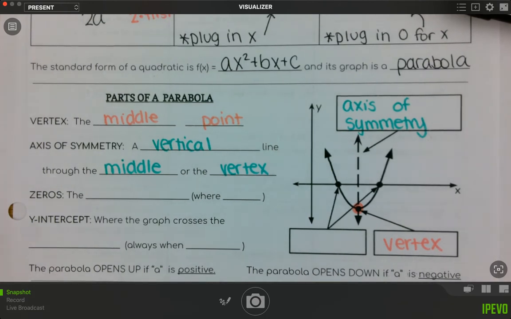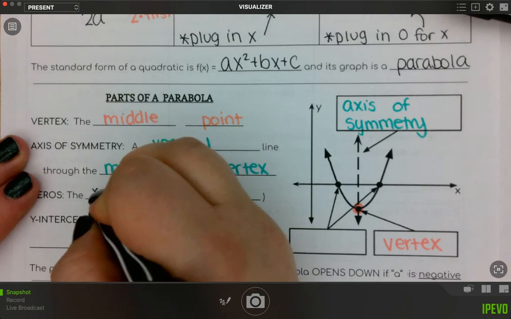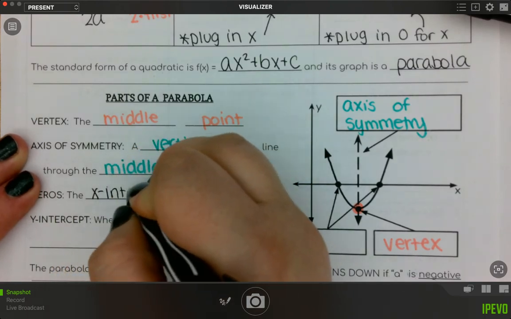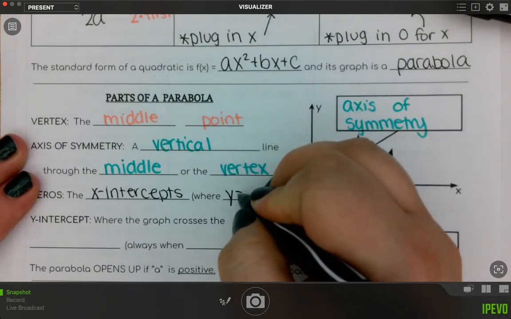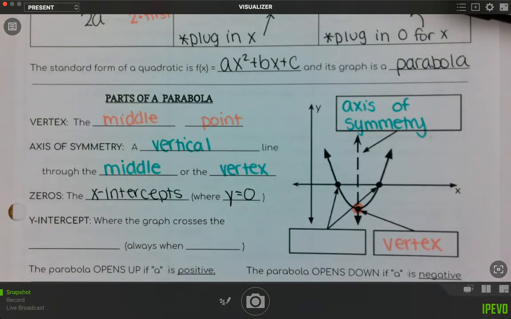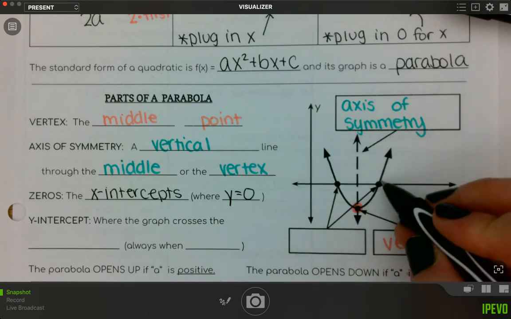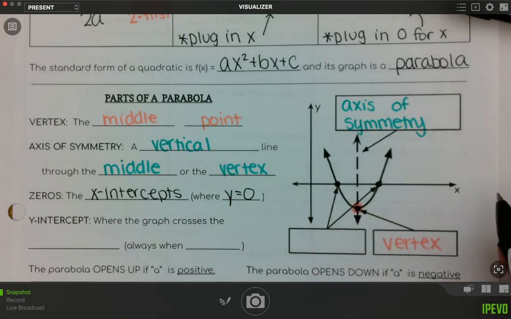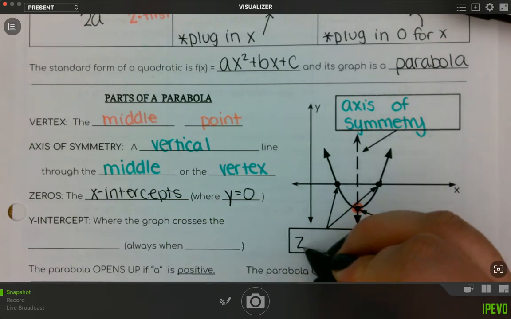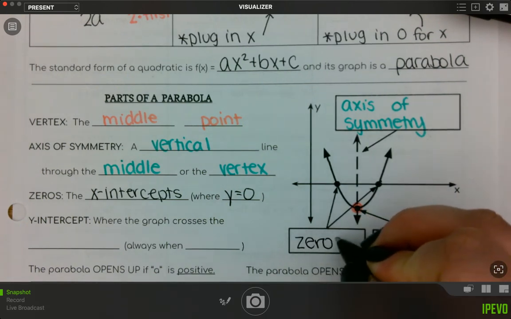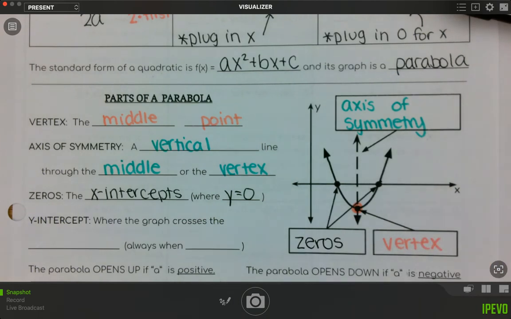The third part of a parabola is the zeros. These are the x-intercepts, where y equals 0. That is here and here. See how that's where they cross the x-axis? Those are called zeros. We're going to talk about zeros a lot more this unit, especially on 7.3 and 7.4.